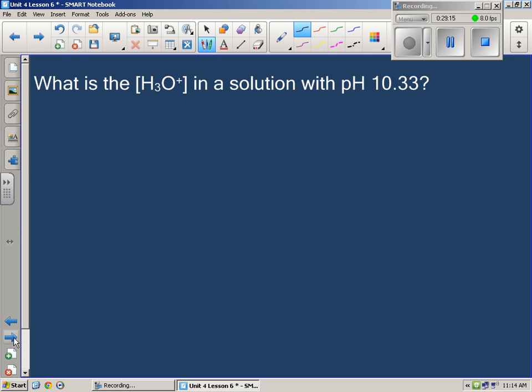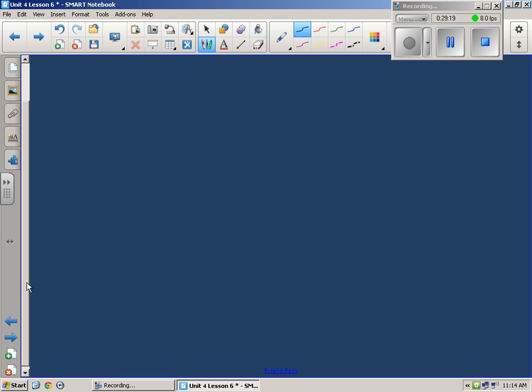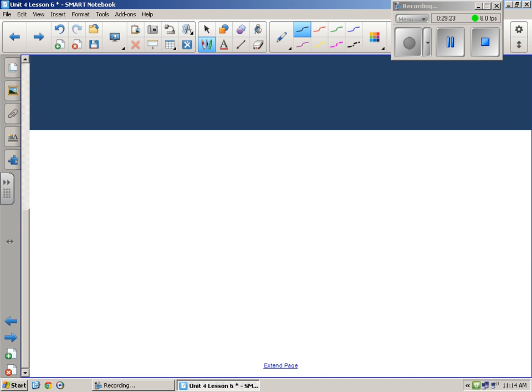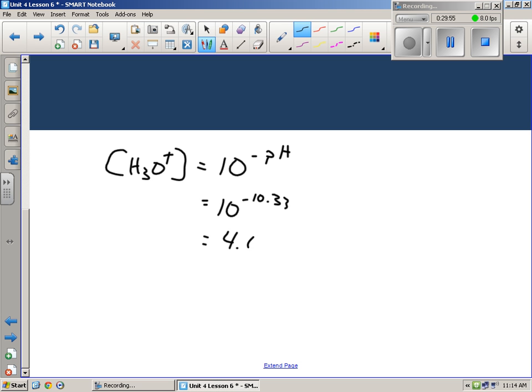What is the H3O plus concentration with a pH of 10.33? So we'd have to use the other formula in this case, right? We're looking for the H3O plus concentration, and we know we're going to take 10 to the negative pH. So 10 to the negative 10.33, and you will get 4.677 times 10 to the negative 11. That will be in moles per liter, of course, because you are finding the concentration.